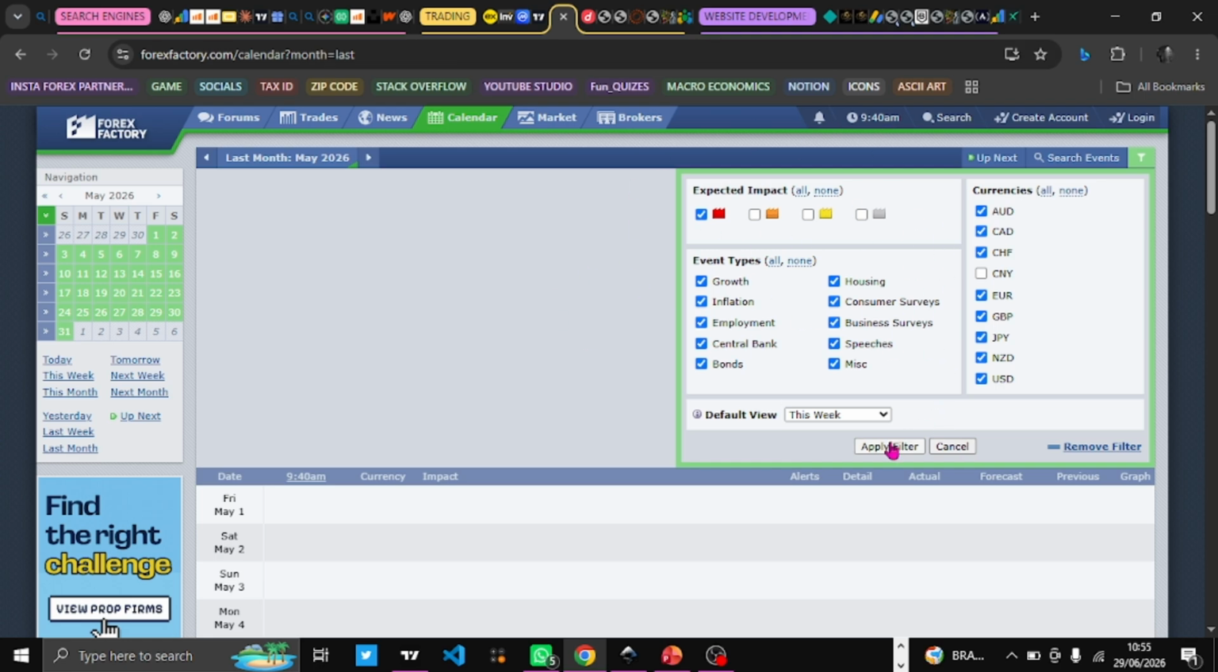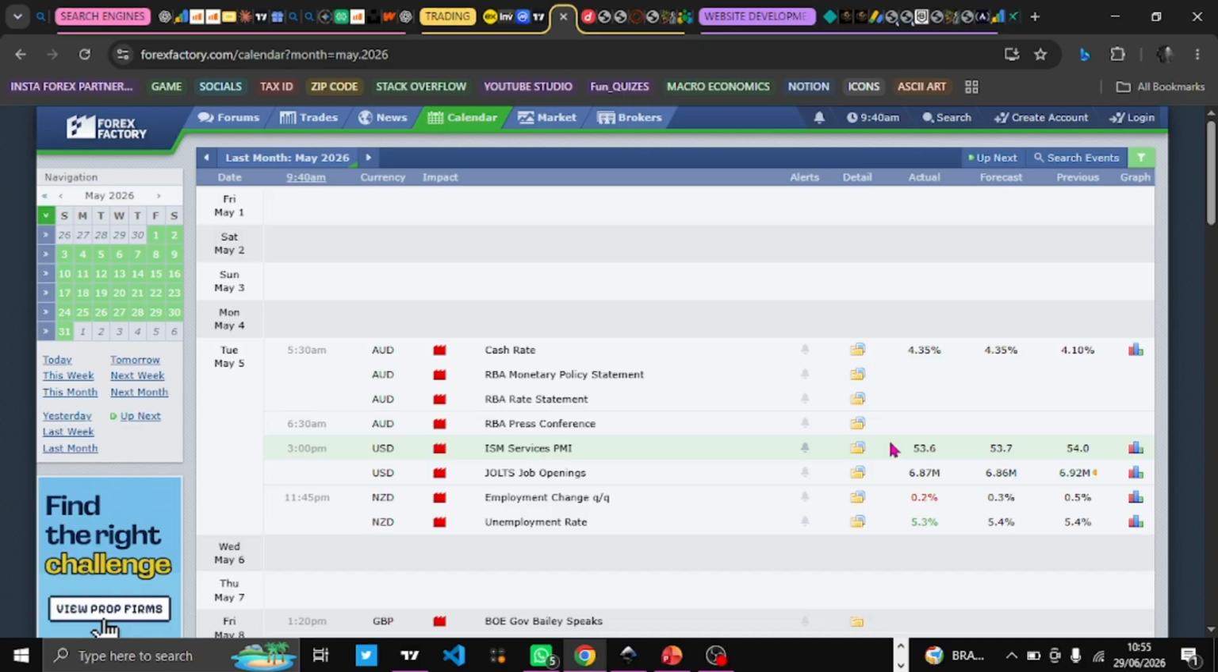Now when you click apply filter, you will see news on these very currencies that I ticked. Give me a few minutes. So now we are good to go. Now let's take for example, I'm selecting the news for May.